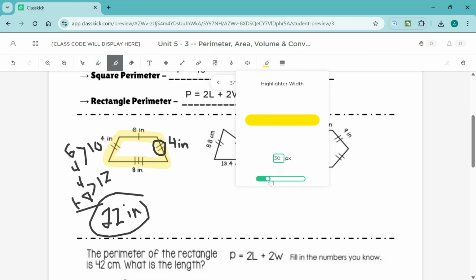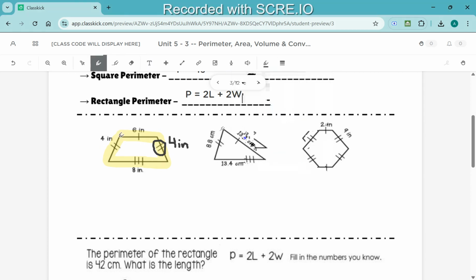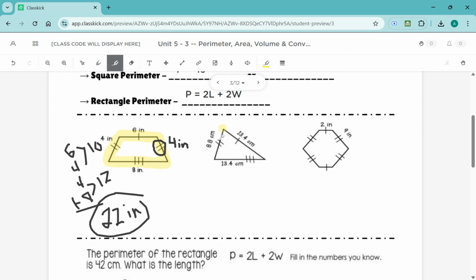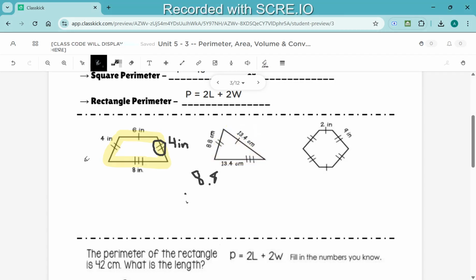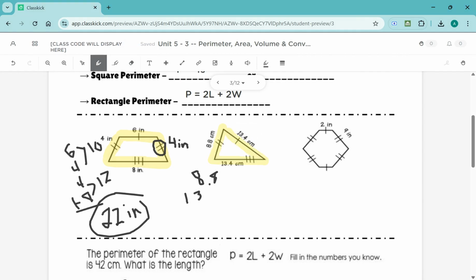Again, logic. So if we're trying to find the distance around, like the rim of this triangle, how do we do that? We add up all the sides. Kind of imagine maybe 13.4 centimeters. I probably add all of these numbers up together.